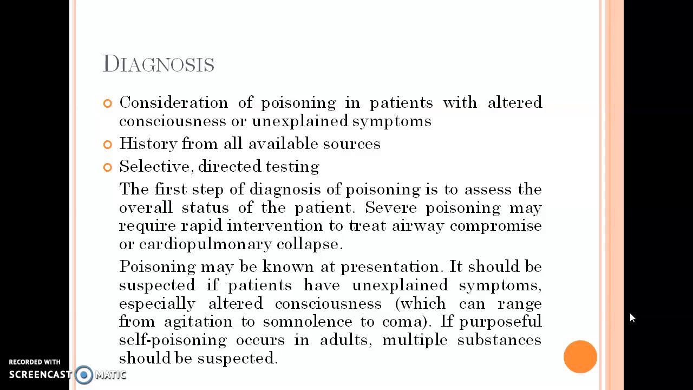The first step of diagnosis of poisoning is to assess the overall status of the patient. Severe poisoning may require rapid intervention to treat airway compromise or pulmonary cardio collapse. Poisoning may be known at presentation. It should be suspected if patients have unexplained symptoms, especially altered consciousness, which can range from agitation to somnolence to coma. If purposeful self-poisoning occurs in adults, multiple substances should be suspected.